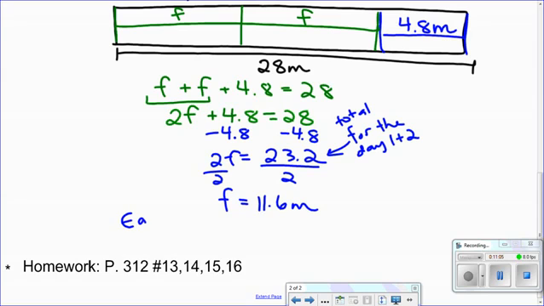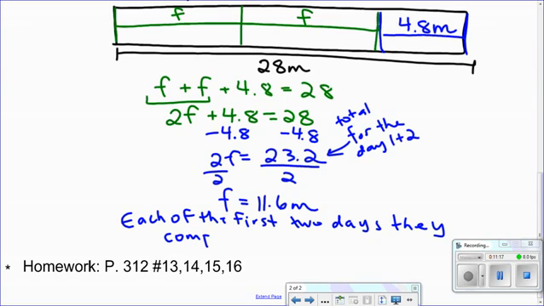So each of the first 2 days, they completed 11.6 meters of fence. So then on the third day, we just have that last little bit left.